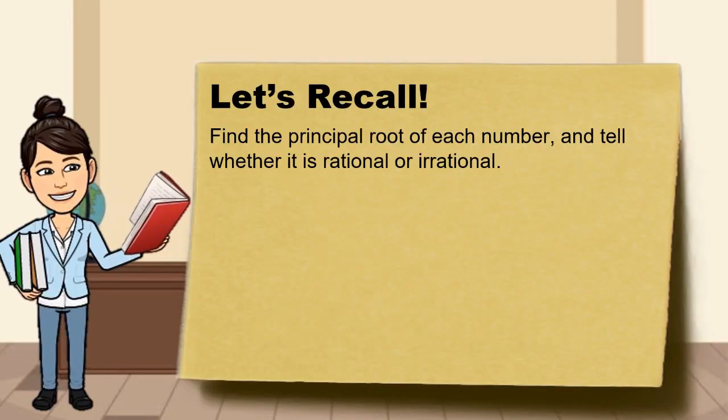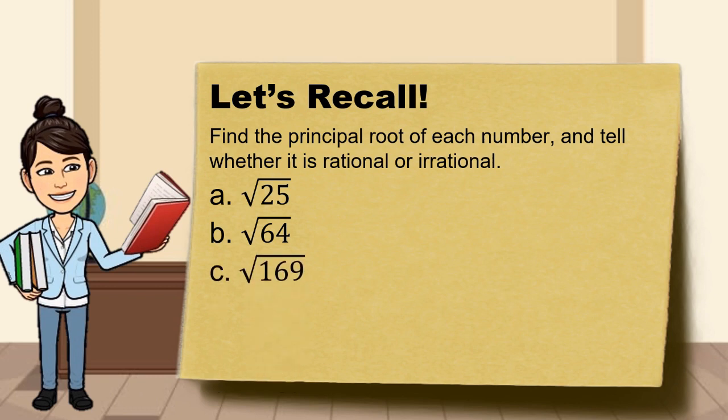Last week, you have learned about principal roots and irrational numbers. Now, let's check your prior knowledge. Find the principal root of each number and tell whether it is rational or irrational. For letter A, square root of 25. For letter B, square root of 64. For letter C, square root of 169. For letter D, square root of 77. For letter E, square root of 444. We will give you time to answer this.